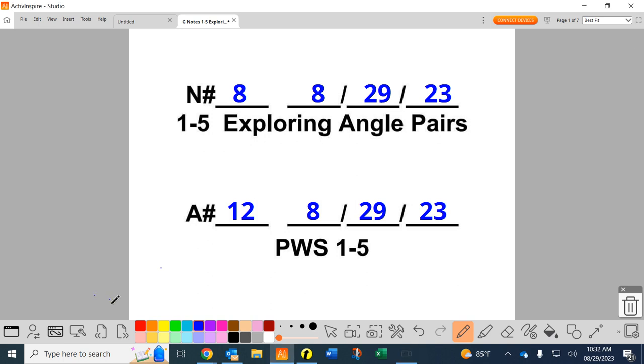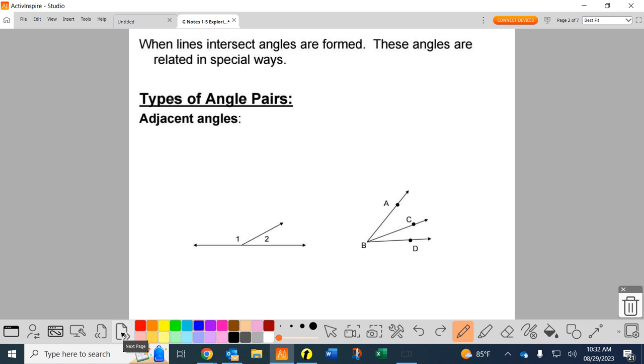The first ones that we're going to be dealing with are going to be called adjacent angles. Guys, when you live adjacent to somebody, you live next to somebody. It's the same idea here. When you have adjacent angles, they are right next to each other. We're going to take care of the formal definition first, and we'll go from there.